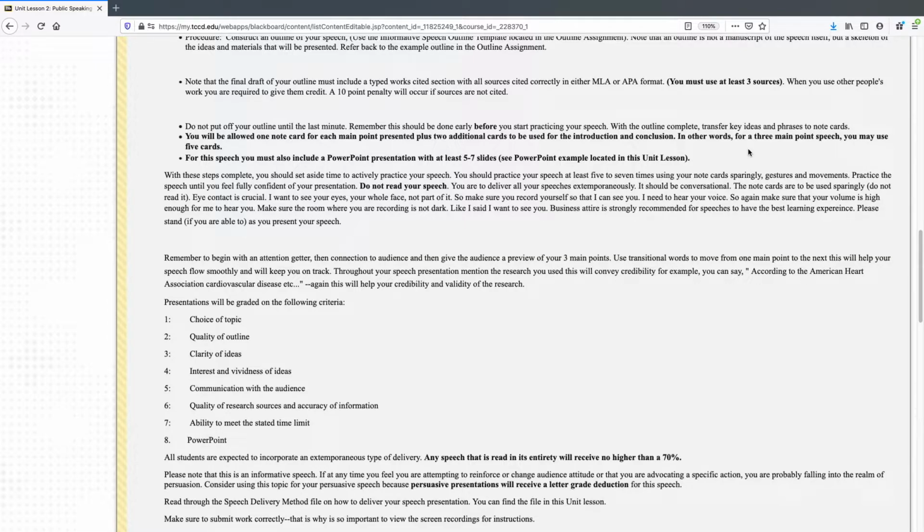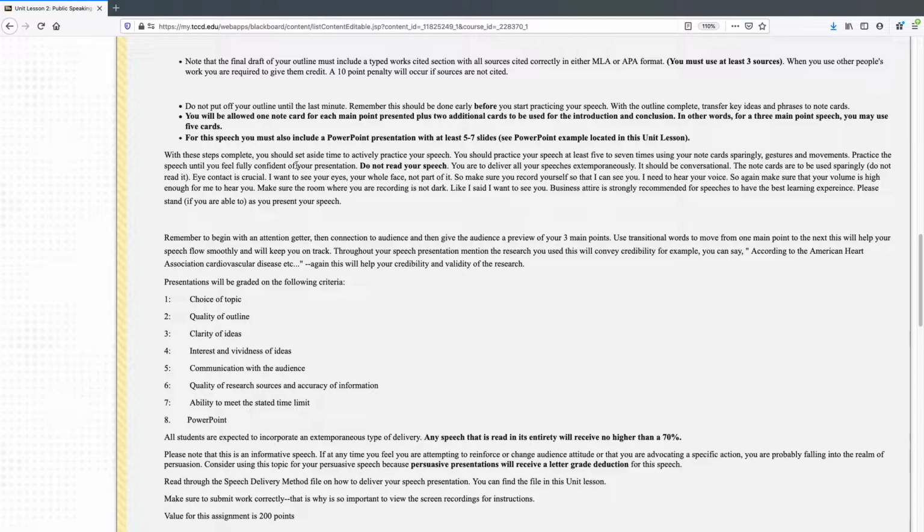The note cards are like those index cards, 4x6, and you write down keywords and phrases. Please do not write your whole speech on your note card. That's why it's so important for you to practice so that you can sound conversational, and we'll talk about that in a little while. You also must include a PowerPoint presentation with at least 5 to 7 slides. I have provided a student example located in this unit lesson.